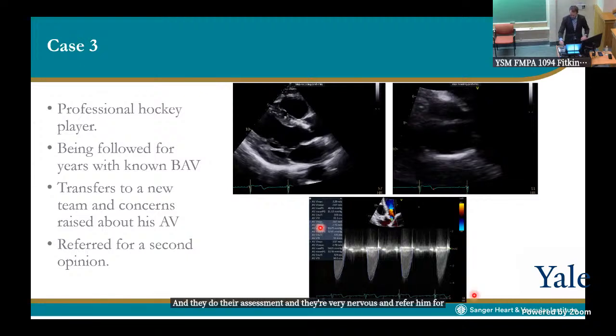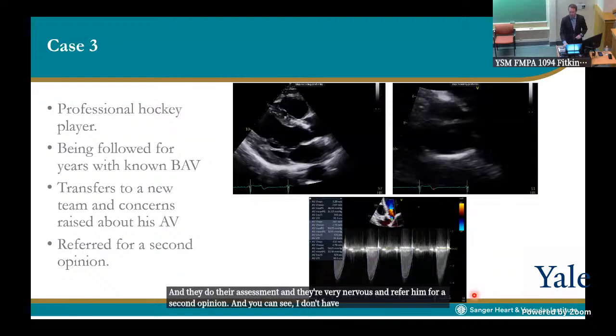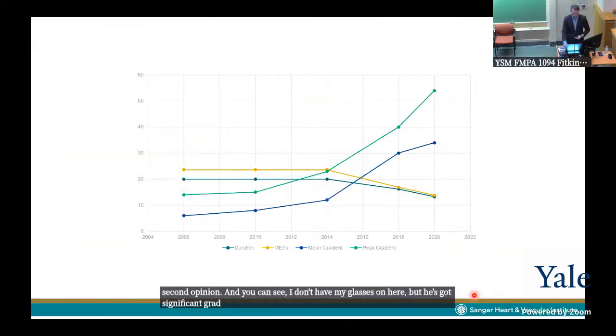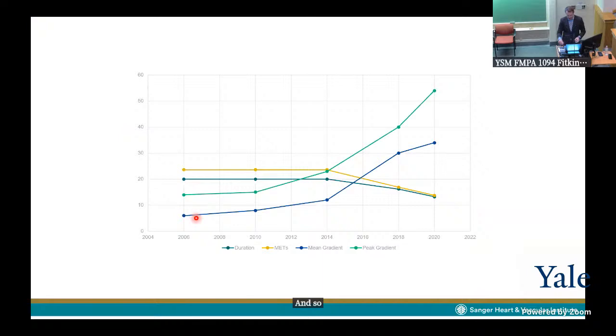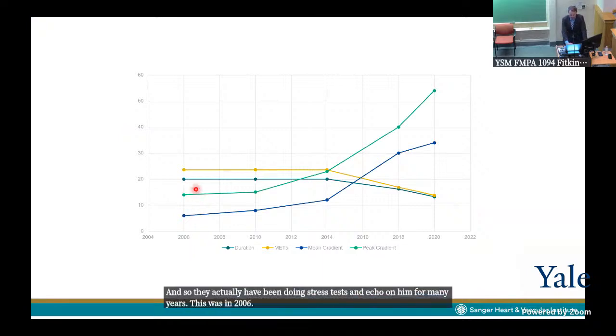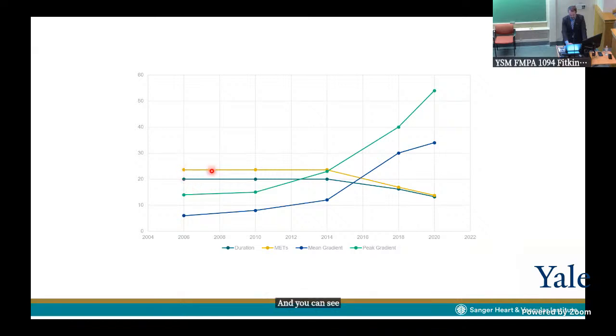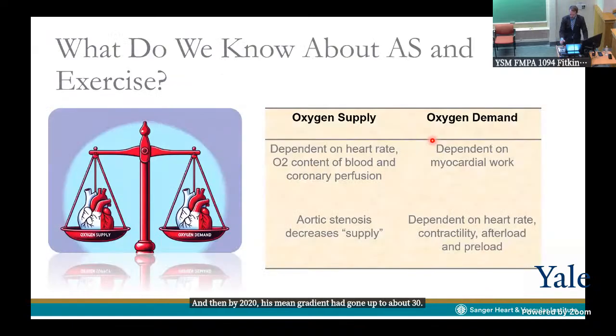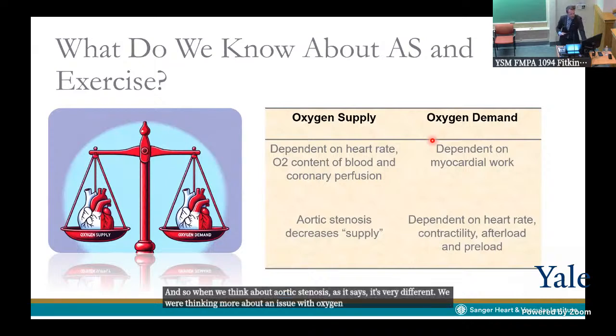And you can see, I don't have my glasses on here, but he's got significant gradients there. And so they actually have been doing stress tests and echo on him for many years. This was in 2006. And you can see that his METs were very high over time. They dropped down. And then by 2020, his mean gradient had gone up to about 30. And so when we think about aortic stenosis, as it says, it's very different. We're thinking more about an issue with oxygen supply and demand. And obviously, aortic stenosis is going to limit that supply.